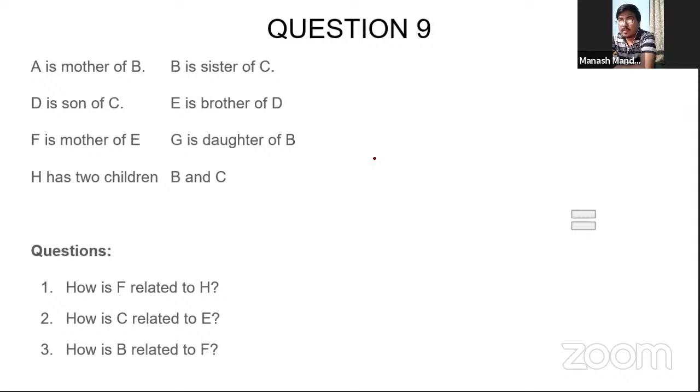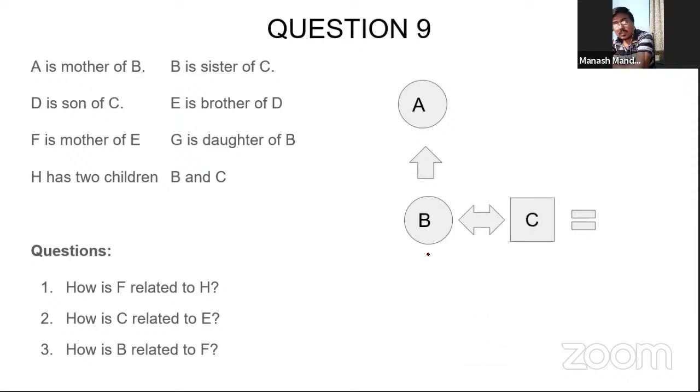So the first hint is A is the mother of B. Let us start with this. A is the mother of B. So this is B. We know that A is the mother of B, therefore A will be in the other generation. And this is female, obviously, because she is a mother, and B is female because the second hint says B is sister of C. So B is sister of C. So this is a female.